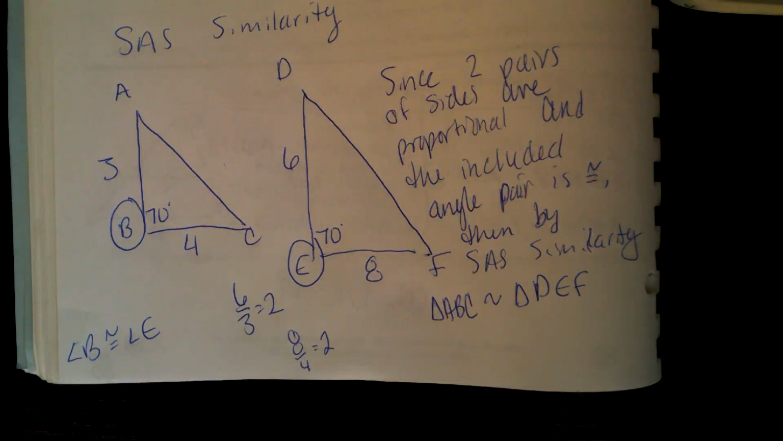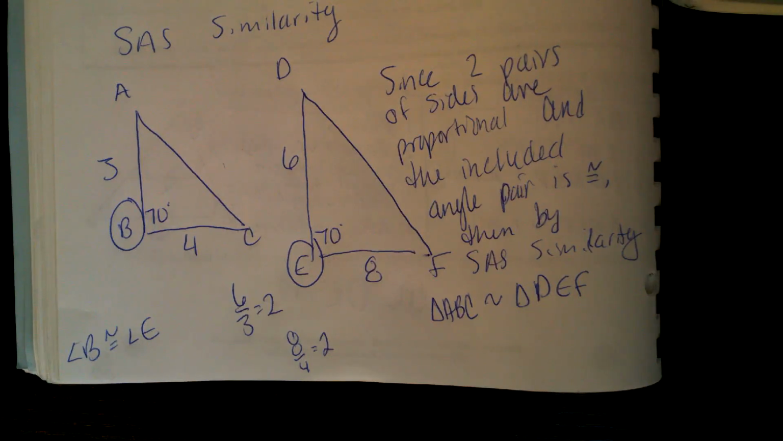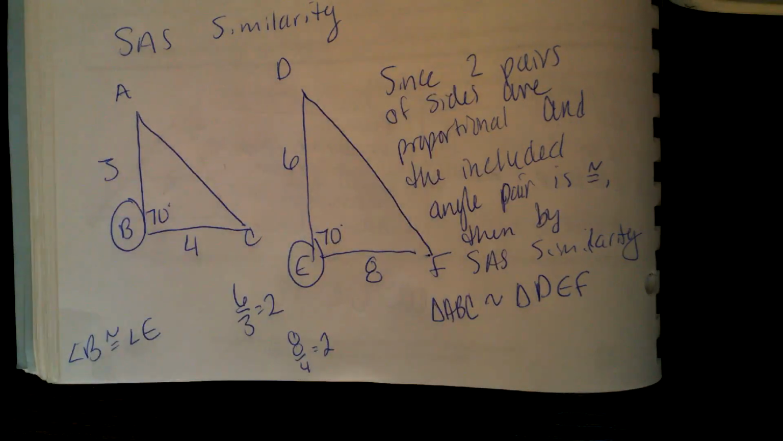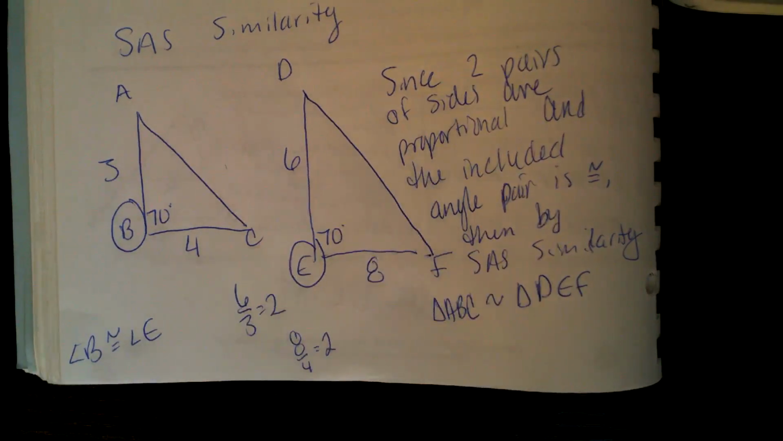All right. So that's what side angle side and side side side similarity are. Like I said, they're kind of similar, no pun intended, to what we know for our congruent side side side and side angle side theorems, but instead of the sides being congruent, the sides are proportional.